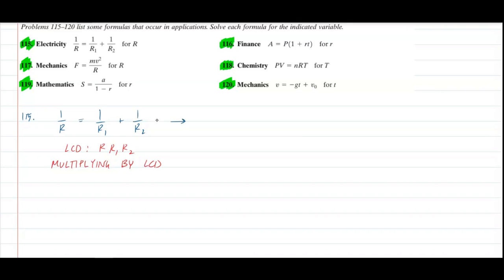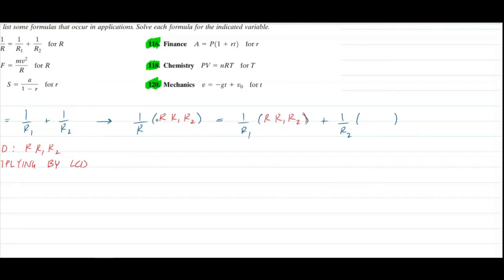So now, in the left fraction, we're going to multiply it by the LCD, R1 R2. I keep saying R1, R2. It's really called R sub 1, R sub 2, but it's just too much in the month of Ramadan to say it that way. So 1 over R1 multiplied by R1 R2. And then the last one is 1 over R2 multiplied by R1 R2.